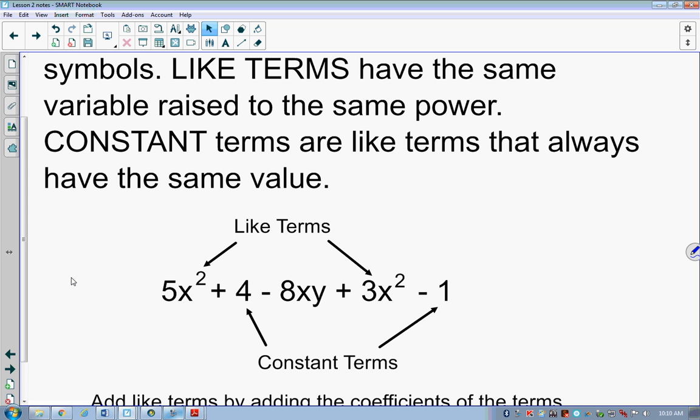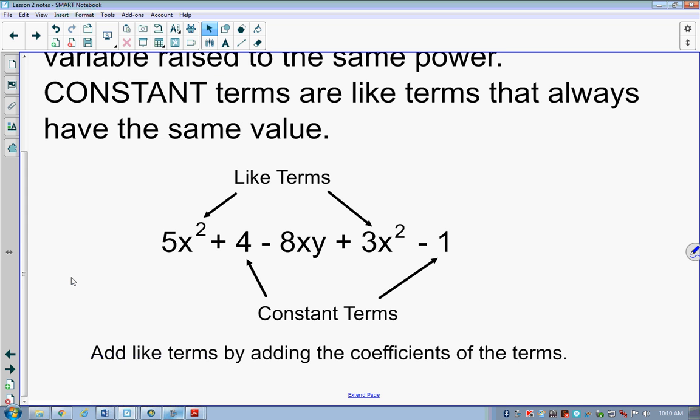All right, so we add like terms by adding the coefficients of the terms. Coefficient is the number that occurs in front of the variable, right? What if there is no number in front of a variable? What is there? 1.